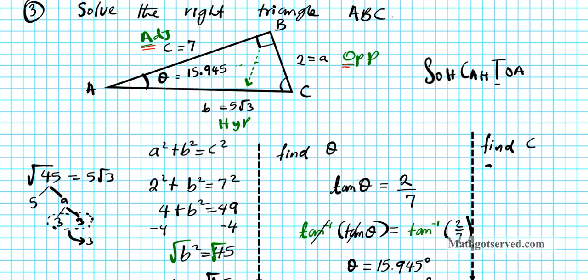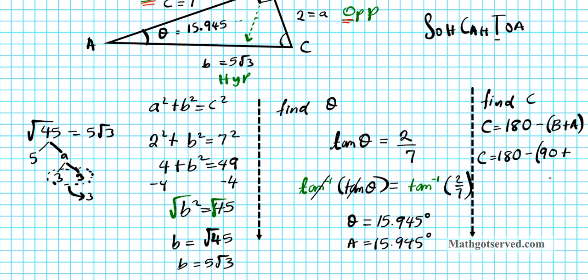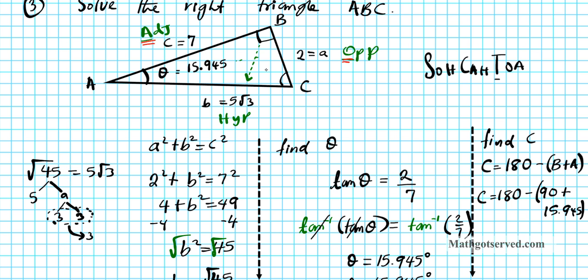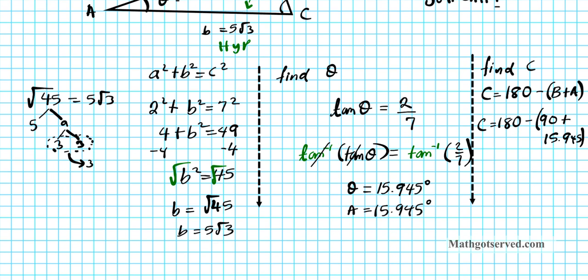Now to find C, we know that angle C is equal to 180, which is everything, minus the other two, which is angle B plus A, because we know that the sum of all the three angles is 180. Alright, so angle C is going to be 180 minus angle B is 90 degrees, don't forget parenthesis, plus angle A, which is 15.945. Alright, so what we're doing is we're adding these two angles, subtracting from 180 to get the third angle, angle C.